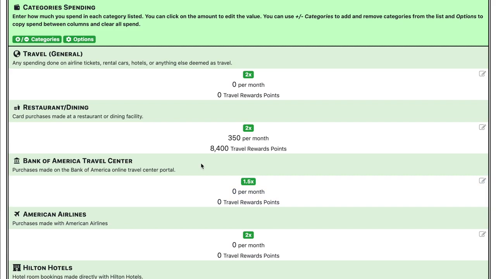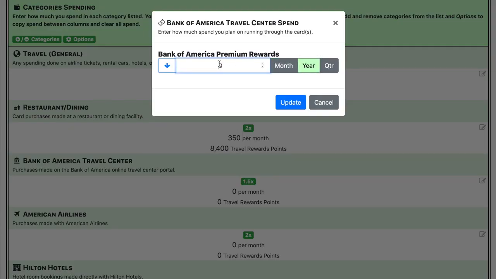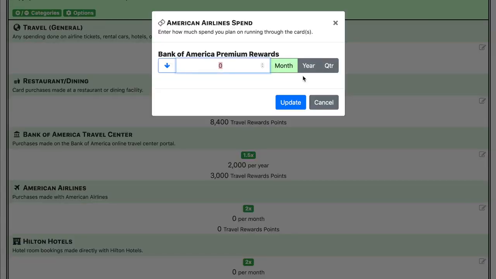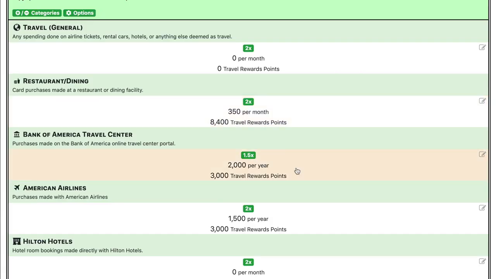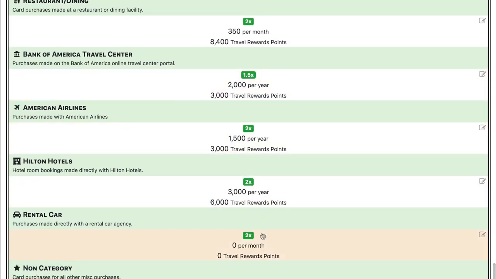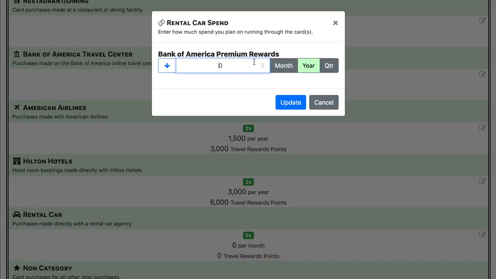Bank of America Travel Center. So this is pretty much the portal in which you can book travel directly through Bank of America. For this calculator, I'm going to enter a value of, let's just say, $2,000 a year. American Airlines, let's say outside of the travel center, you spend a little bit of money on American Airlines yourself. Let's say about $1,500. And like I said, these values may be different for you. Hilton, I'd say about $3,000 per year. Car rentals, for me specifically, that's about $2,000 per year.